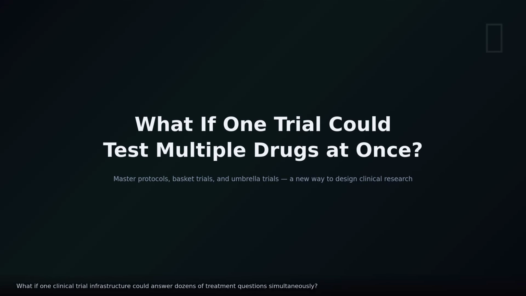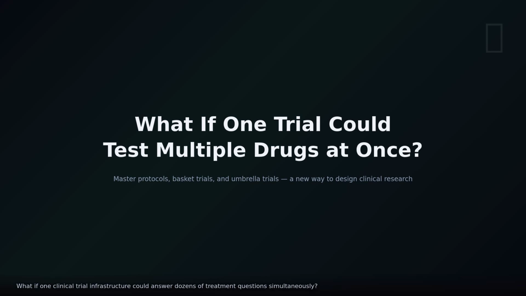Imagine a clinical trial that is not a single experiment, but a perpetual testing engine, a trial that can add new treatments as they become available, drop ineffective ones early, and answer dozens of research questions simultaneously using shared infrastructure. This is the vision of master protocols, and it represents one of the most important innovations in clinical trial design in decades. There are three main types.